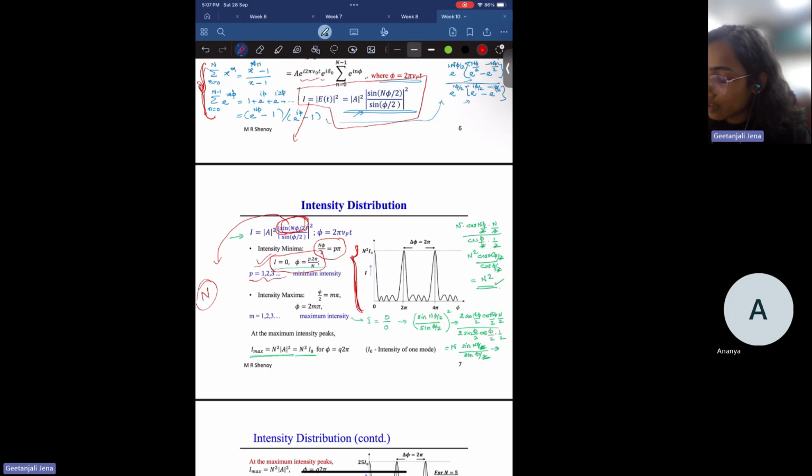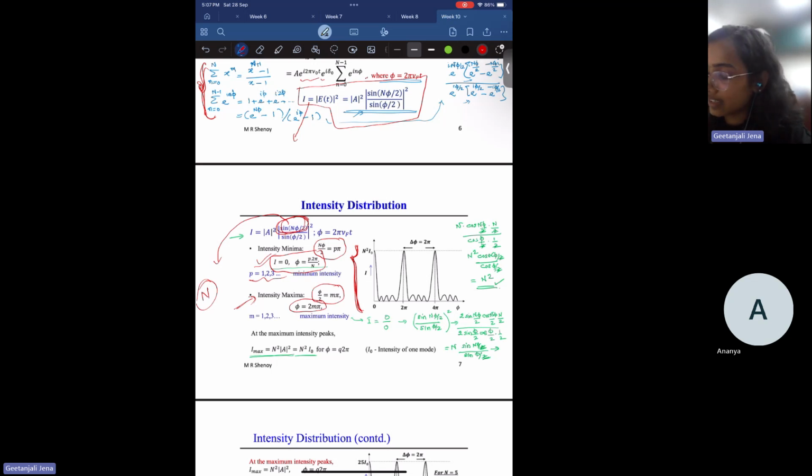And for maxima, what you want to have? For maxima, n phi by 2 should equal m pi. That is, phi equals 2m pi, so some even multiple of pi. So this is where you can get maximum intensity. And what is the maximum intensity that you can get?